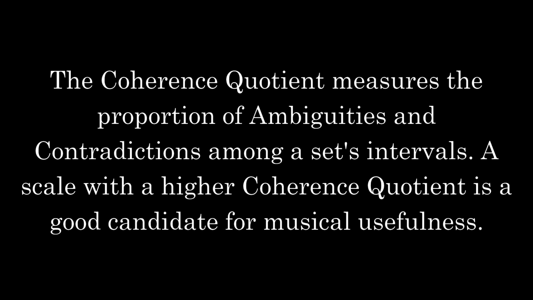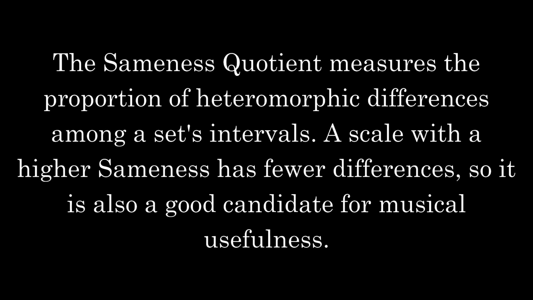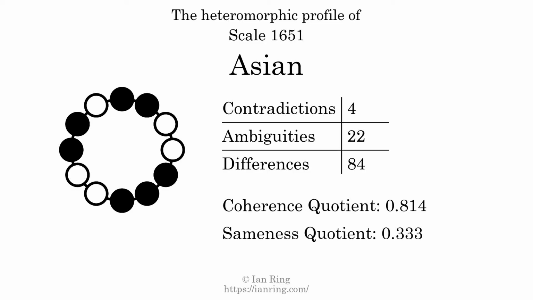The coherence quotient measures the proportion of ambiguities and contradictions among a set's intervals. A scale with a higher coherence quotient is a good candidate for musical usefulness. The coherence quotient is 0.814. The sameness quotient measures the proportion of heteromorphic differences among a set's intervals. A scale with a higher sameness has fewer differences, so it is also a good candidate for musical usefulness. The sameness quotient is 0.333.